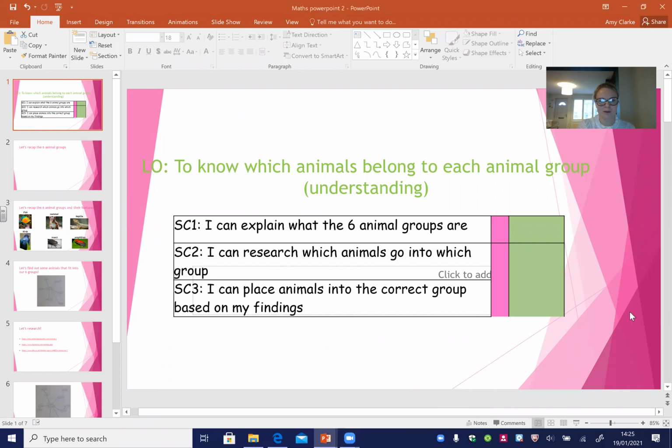So yesterday you did an amazing job at learning about some of the features of our animals, didn't you? So we're going to further our learning a little bit today by thinking about all of the animals that we know and other animals that perhaps we don't know yet but are in the world, and thinking about what groups they might belong to. So I'm just going to share my PowerPoint with you so that we can see what we're learning today.